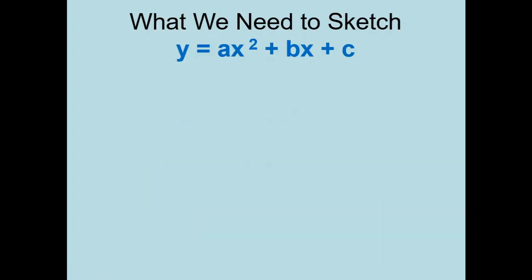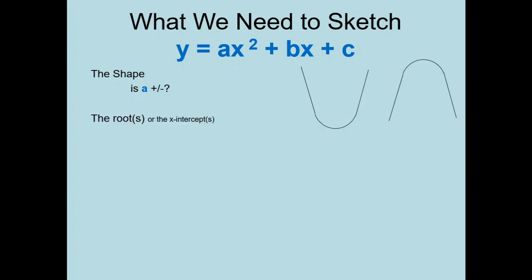So just to sum this up, what we need to sketch the curve. Is it positive or negative? Just look at the a value, or the x squared term. The roots, or the x-intercepts. To find those, you're going to need to solve the quadratic using any method you like. Remember, you might have two solutions, or one solution, or you might even have no solutions. If I had the x-axis way down here, this curve is never going to cross it.